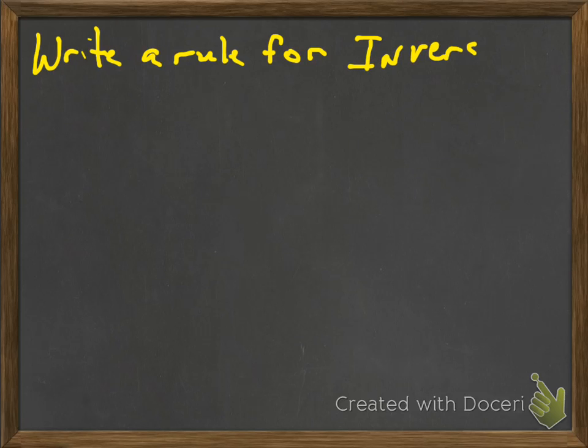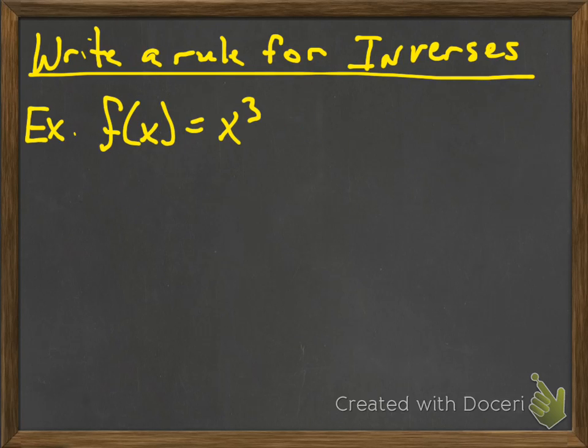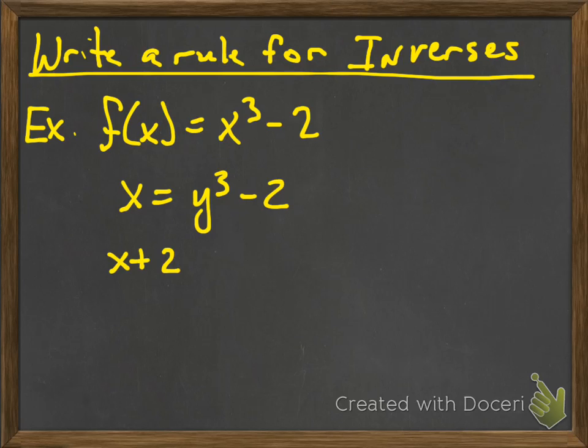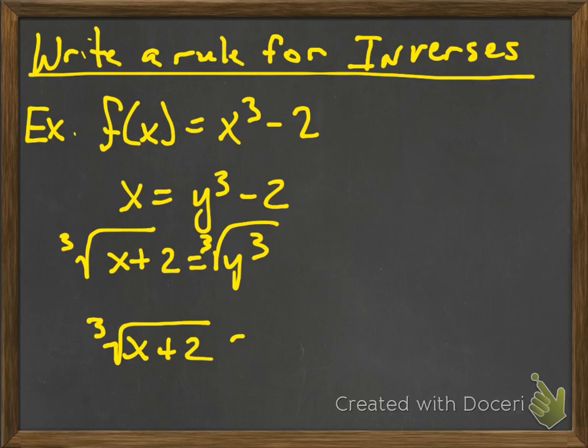Okay, so last thing I want to do is write a rule for an inverse. Okay, so let's look at that. Okay, so we have here x cubed minus 2, and I'm going to switch the x and the y. Solve, add 2, so I have x plus 2 equals y cubed. How do I get rid of a cube? Cube root, so I'm going to do cube root. That would give me the cube root of x plus 2 equals the inverse. Okay, that's as far as I'm going to go with that. There's a little bit more I could ask about that, like what's the domain and range, but I'm just going to ask you to find the inverse, which there that is.